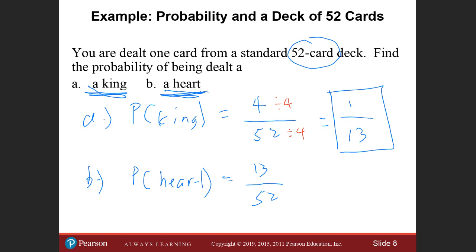And then we reduce that by dividing 13 at the top and 13 at the bottom. So always reduce your answer to lowest term. 13 divided by 13 is 1. 52 divided by 13 would be 4. So the answer would be 1/4. So that's how you use theoretical probability.